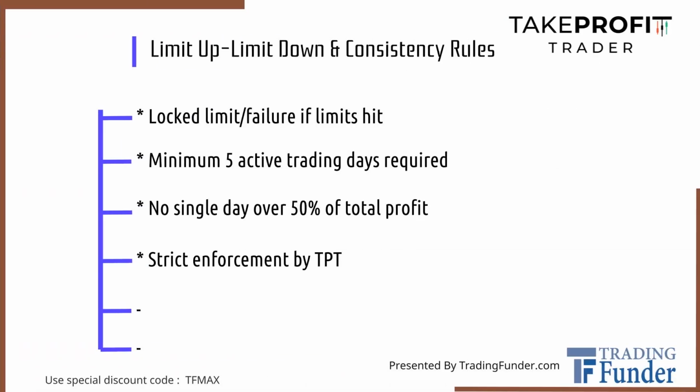Limit up, limit down, and consistency rules. If your trades hit exchange limits, your account fails. You need at least 5 trading days with at least 1 trade each. No single day can account for more than half of your overall profit, ensuring consistent performance over time.